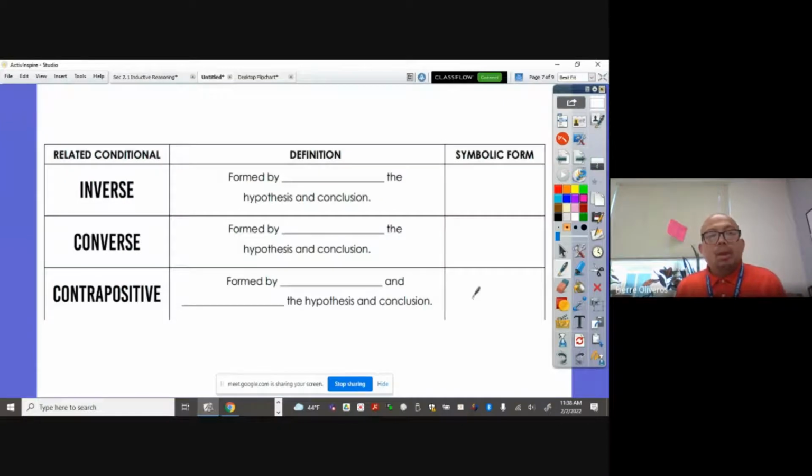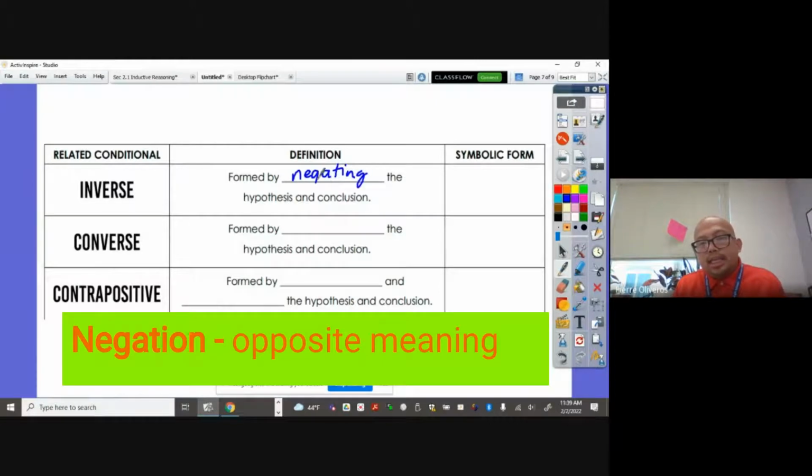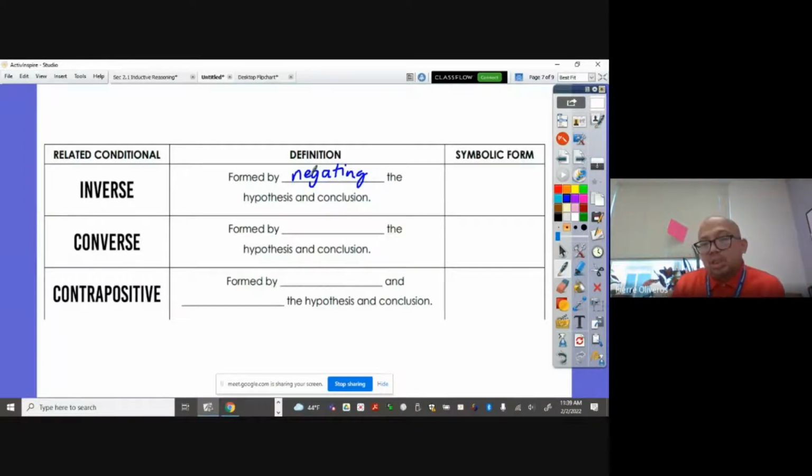Now, let's discuss the three related conditionals. The inverse is formed by negating. What is the meaning of negating? To negate means to make the opposite, for example, of the hypothesis and conclusion, and that's the inverse. This is the symbol for negation, and it gives P implies not Q. I will explain more about that in a while.